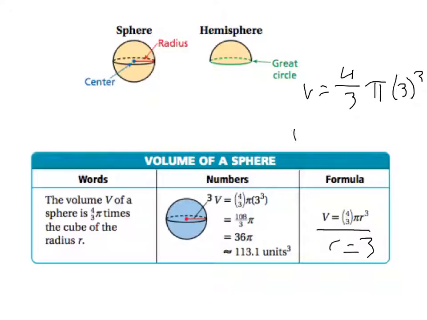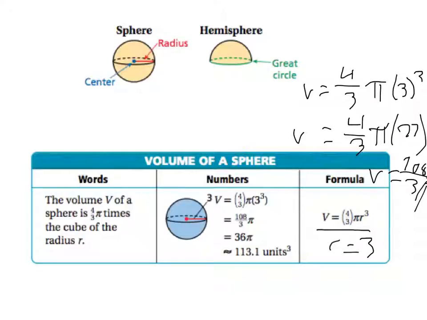So the volume is going to equal 4/3 pi and then 3 times 3 is 9, 9 times 3 is 27. And then you would keep multiplying it. You would do 27 times 4, volume is equal to 108 over 3 pi, and so forth. The main thing we need to remember is volume is equal to 4/3 pi r cubed.